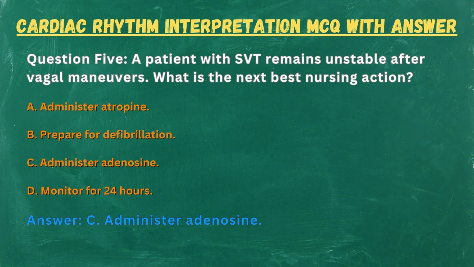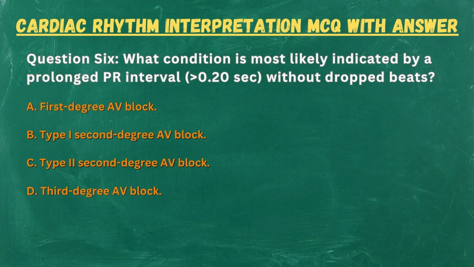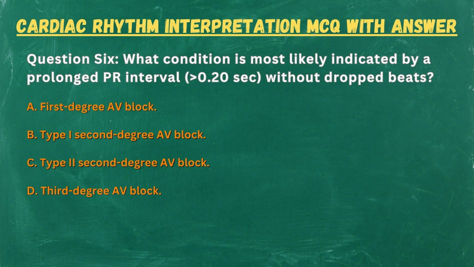Answer: C. Administer adenosine. Question 6. What condition is most likely indicated by a prolonged PR interval greater than 0.20 seconds without dropped beats? A. First-degree AV block. B. Type 1 second-degree AV block. C. Type 2 second-degree AV block. D. Third-degree AV block.